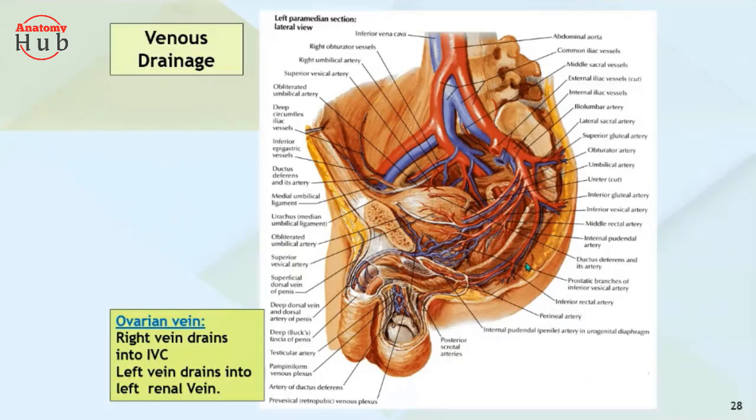Now the venous drainage, right? The venous drainage will just accompany the arteries. There is not so much you have to remember, right? All the veins accompany the artery, like femoral artery, femoral vein, internal iliac artery, internal iliac vein, superior gluteal artery, superior gluteal vein, vesical artery, vesical vein.